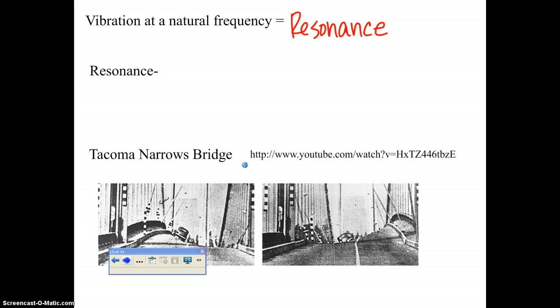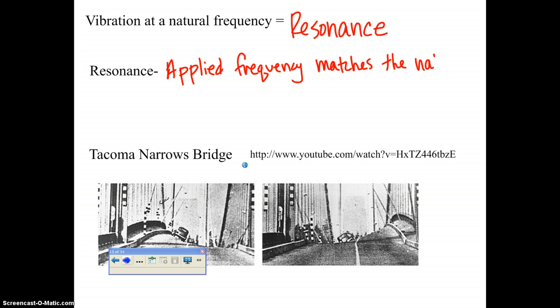Okay, for resonance, applied frequency matches the natural frequency of vibration for a system.